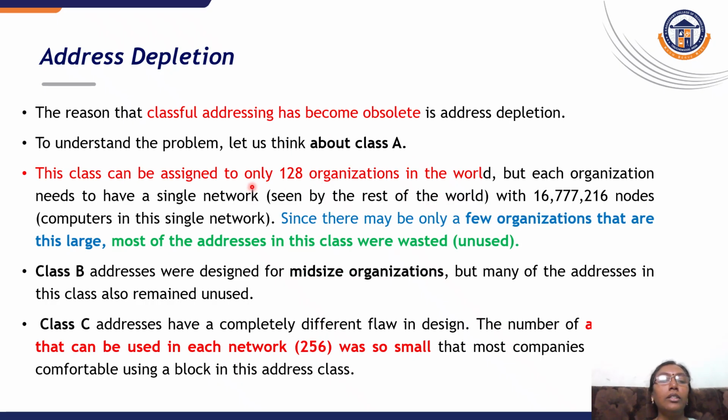Address depletion. Classful addressing has a drawback called address depletion. To understand the problem, let us think of class A. Class A is assigned to only 128 organizations in the world, so most of the addresses are wasted. Class B is designed for mid-size organizations, but many addresses in this class also remain unused. Class C is completely different: the number of addresses in this block is 256, which is very small. Most companies are uncomfortable with the blocks in this address class.